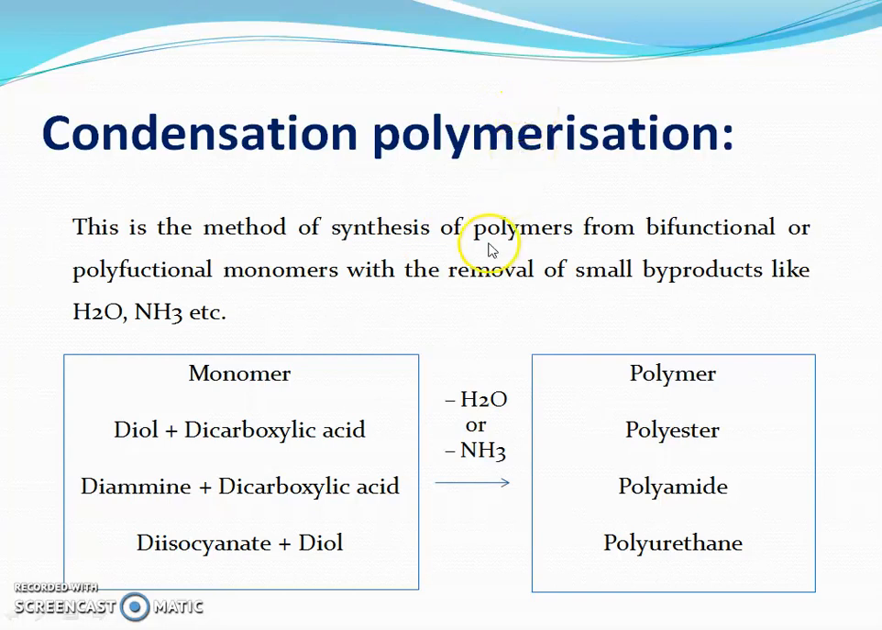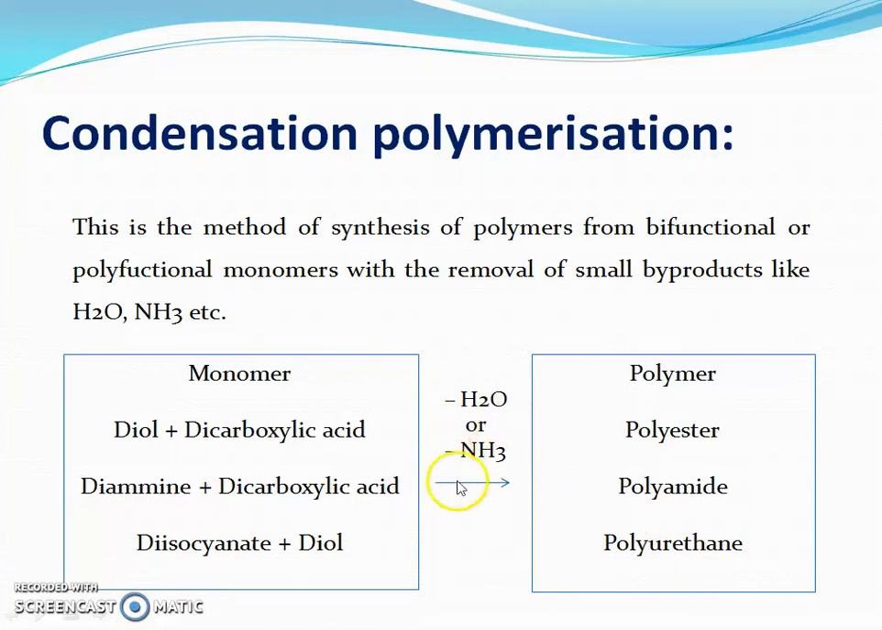This is a method of synthesis of polymers from bifunctional or polyfunctional monomers with the removal of small byproducts like H2O, NH3, etc. Now here the monomers are shown and the polymers that are formed from them is also shown. In case of diol and dicarboxylic acid monomer, the polymer that is obtained is polyester, diamine and dicarboxylic acid condense to give polyamide, diisocyanate and diol condense to give polyurethane.